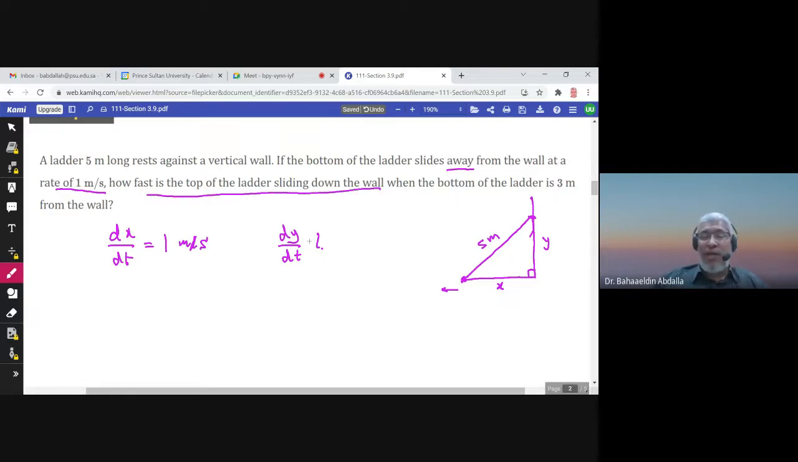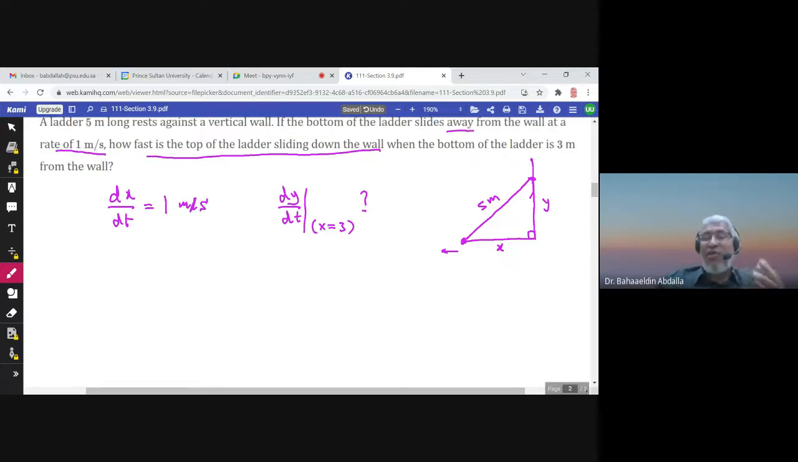How fast is the top of the ladder sliding down when the bottom of the ladder is... he always has to give you at. So he's not asking about the derivative in general, no, the derivative at some value. So at what? When the bottom of the ladder, which is this point, is 3 meters from the wall. What is the distance from the bottom to the wall? Yeah, x. So he says when x equals 3. So find dy by dt when x equals 3. Good. So we have x and we have y. These are the two variables in the problem. We need an equation that relates the two variables.